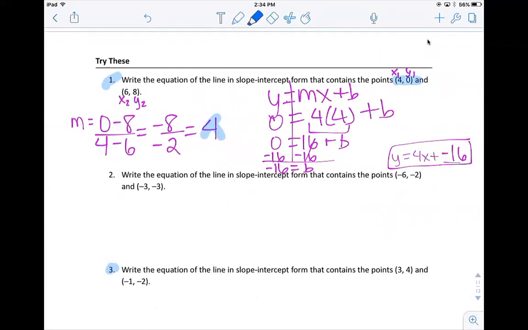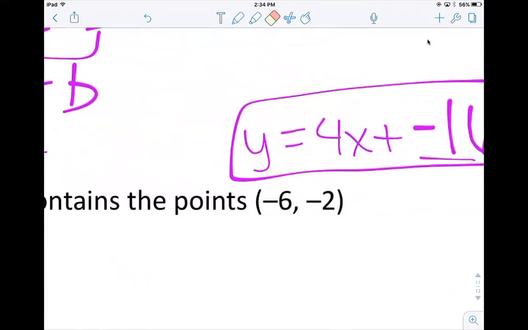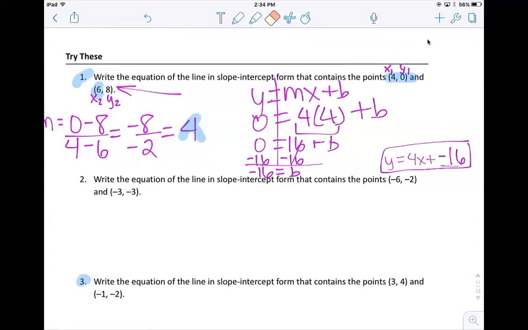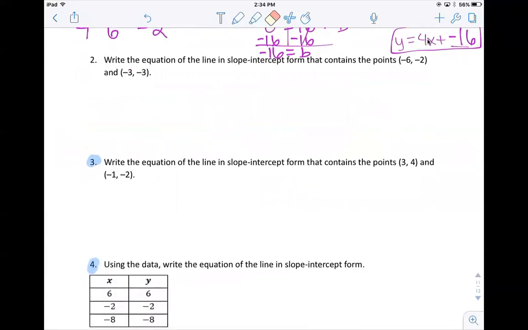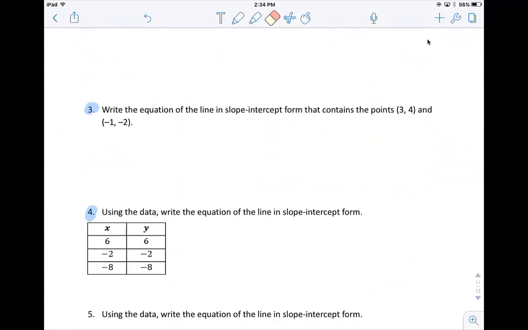So if we take our 6 and we plug it in here for our x, 6 times 4 is 24. 24 minus 16 will give you your 8. So you can always check to make sure you're right. So number 2, you're going to do on your own. But let's take a look at number 3.